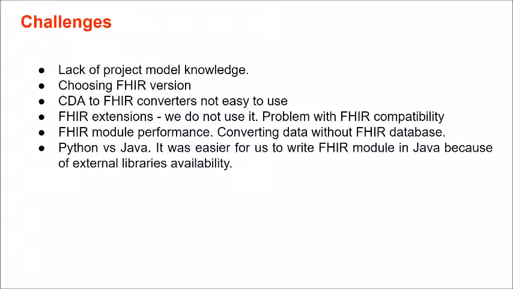Okay, challenges. So what was not easy for us, and where we had some problems. As I said at the beginning, lack of project model knowledge. During our work we also used a lot of help from the openIMIS legacy developers who had some model knowledge and knew how to map it and what they needed from the FHIR API. So it was really useful for us and it was easier.